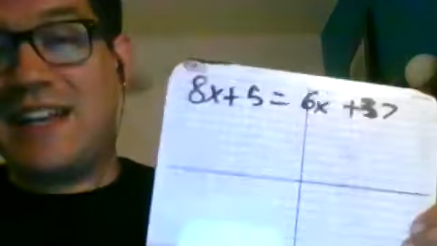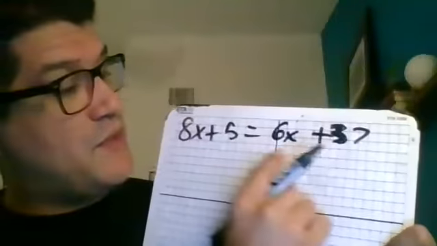All right, so let's see here. I'm going to write, and then, okay, that's a horribly written number, but we'll go with it. Okay, I'll say it out loud so you can read it. 8x plus 5 equals 6x plus 37.